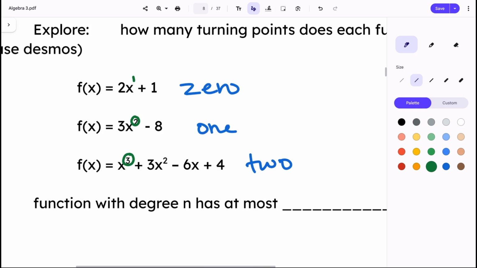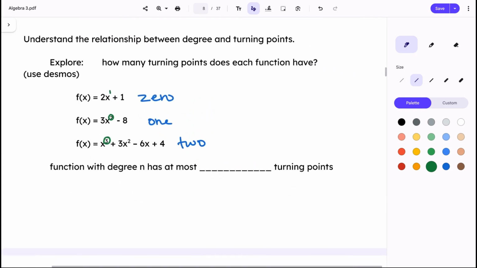So if something had a leading term of x to the 8th power, how many turning points could it possibly have? 7. Now that would be the maximum number. It doesn't mean it has to have 7. It just means that it could have up to 7 turning points. So a function with a degree of n, so this could be any exponent, has at most that degree minus 1 turning points. It's always one less. But like I said, it doesn't mean it has to have all of them. It could, but it doesn't necessarily have to. But it could have up to that amount.